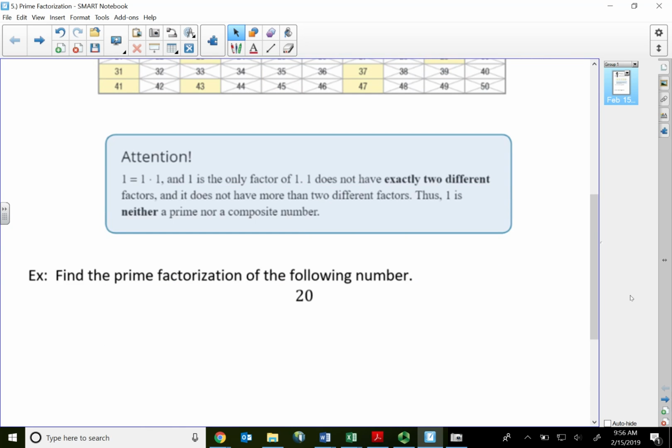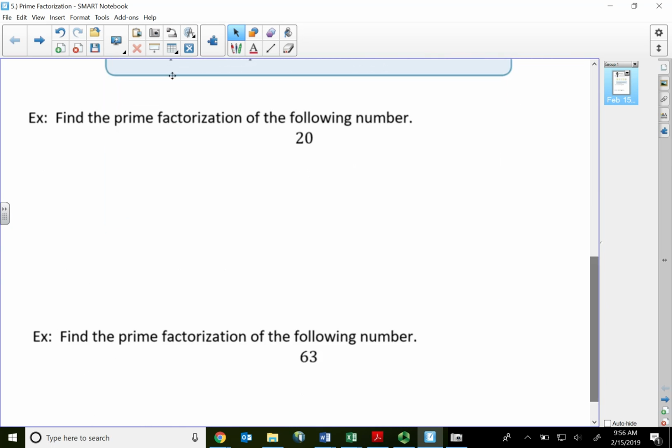All right, so let me show you how to do prime factorization. Again, the reason why we need to know prime factorization is because it does help when it comes to reducing or simplifying fractions, especially for numbers that we normally don't tend to recognize, or numbers that are not on the multiplication table that we normally don't encounter.